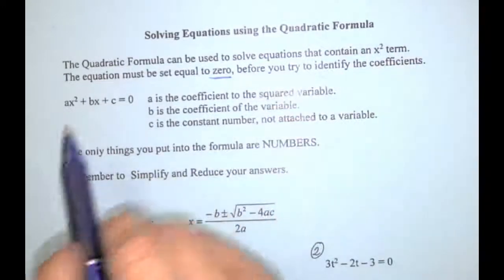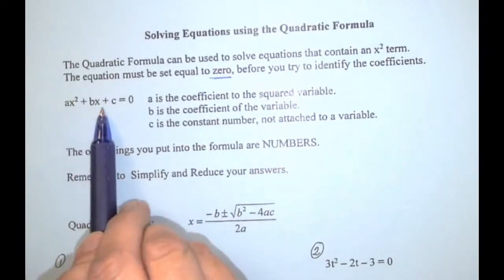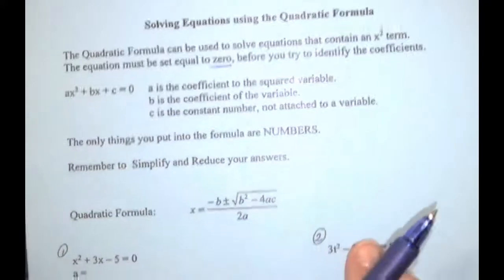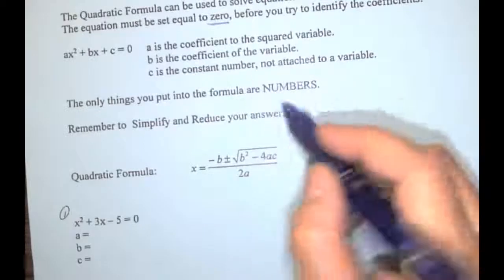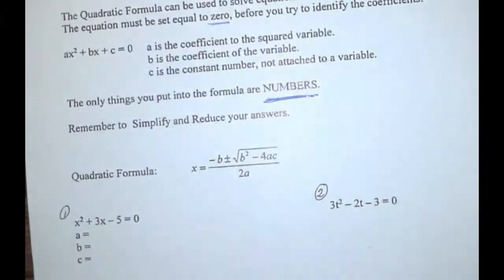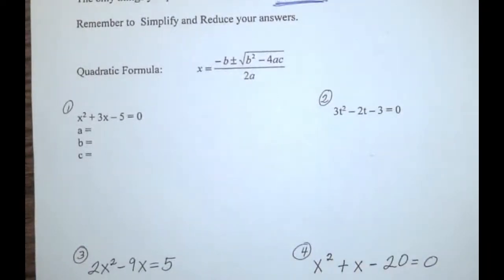the A, B, C. A is the coefficient of the x squared. B is the coefficient of the x. C is the constant. These are numbers. All these, A, B, and C, are numbers. The only thing you substitute for A, B, and C in the formula is numbers. Then you just do the math and simplify. So all we're doing is substituting into a formula and doing the math, simplifying.